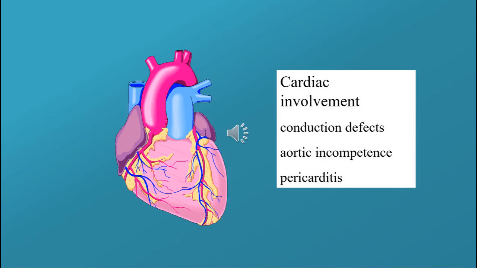There is also an increased risk of cardiac involvement, so people with AS do have a greater likelihood of conduction defects, aortic incompetence, and pericarditis. Pericarditis is inflammation of the membrane, the sac that surrounds the heart.